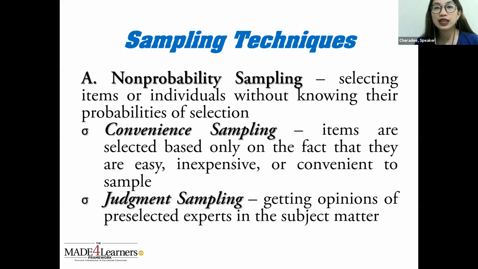So you know that these attorneys will give you enough information with regards to your proposed solution, and these attorneys are known to you, or let's say somehow it's a combination of convenient sampling, no? So you already know this attorney, so you might have to just hand out the survey or ask or interview the attorney on your own. So that's judgment sampling. So it's already getting pre-selected experts in the subject matter.